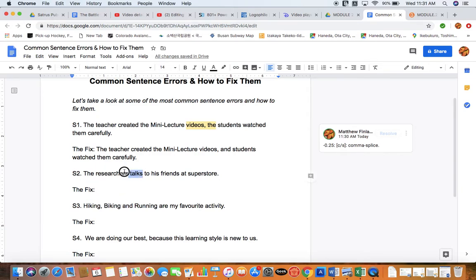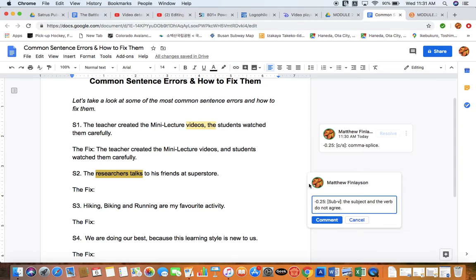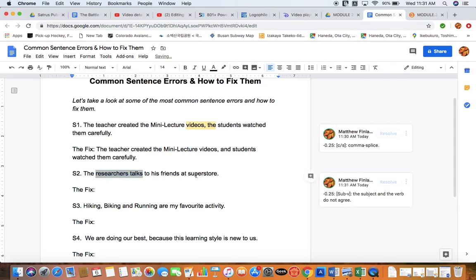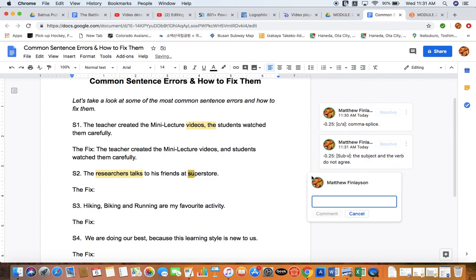Okay, sentence number two: The researcher talks to his friends at Superstore. Okay, there are two errors here. The first one is a subject verb error. So this is what I might write in the comment bar at the side. And the second one here is a capitalization error. And as you get more used to the error codes, I will just write them down in brief like this. It speeds up the marking process for me. Okay, so let's take a look.